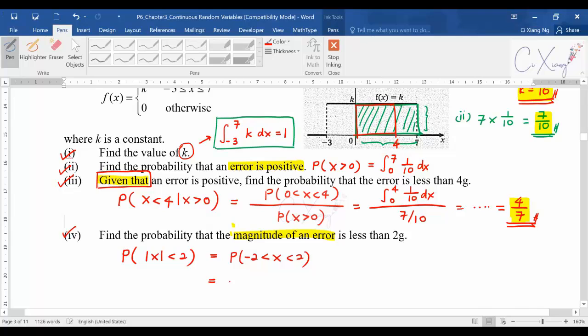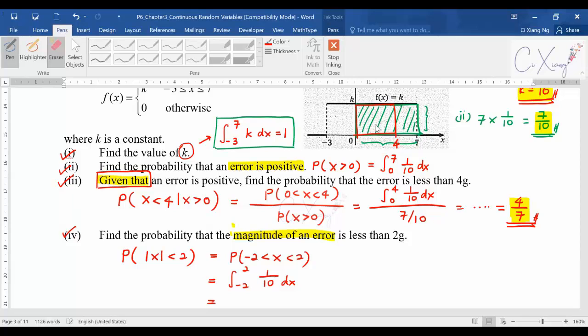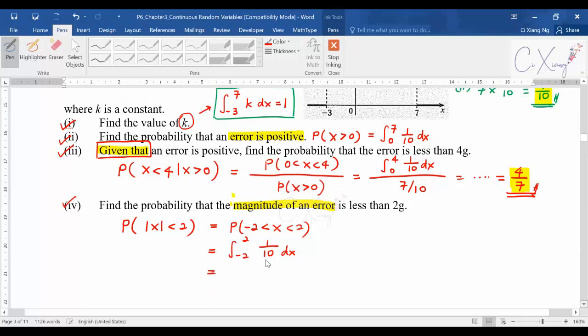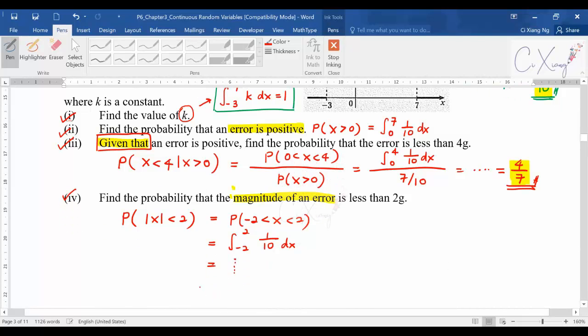Okay, so again, you can use integration if you want to find the answer. If you don't want to, then again, you can use common sense to do it, by using the area of the rectangle. Alright, again, I won't show you the detail of the steps here. So if you go and try it out, then generally you should have the answer, which is 2 over 5.